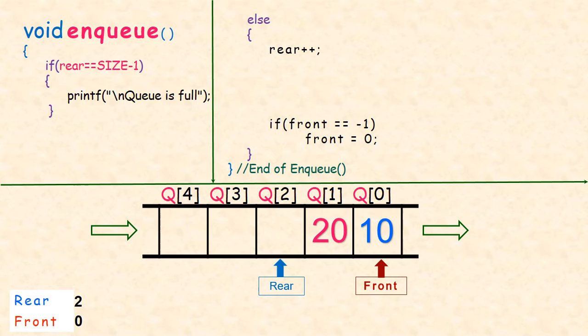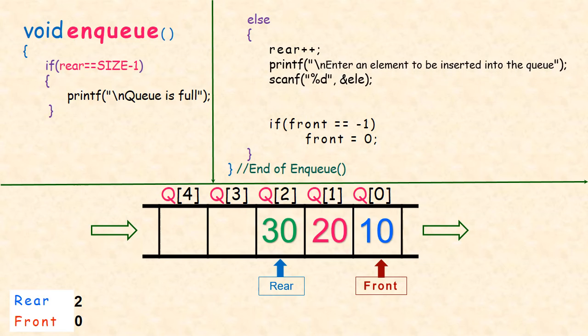Now what I am supposed to do is input a value and place that value into q of 2. So using a scanf statement I will read a value, 30 let us say, and I will put that into q of rear is equal to ELE. What is rear? 2. q of 2 is equal to 30. Okay, so that 30 will be placed in this position.